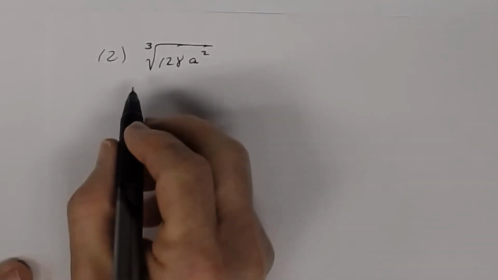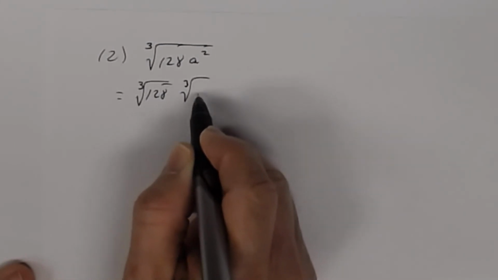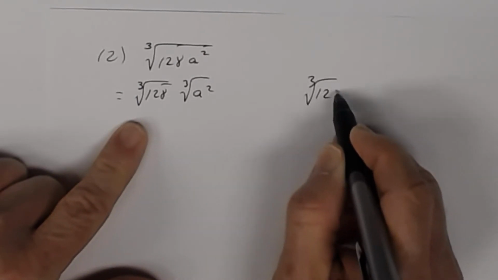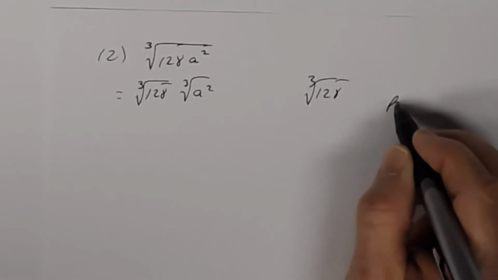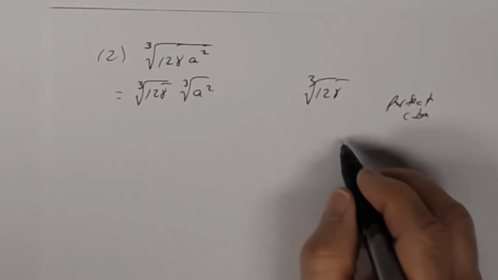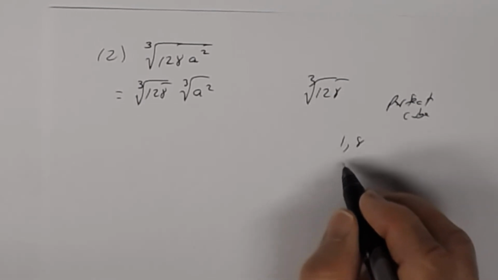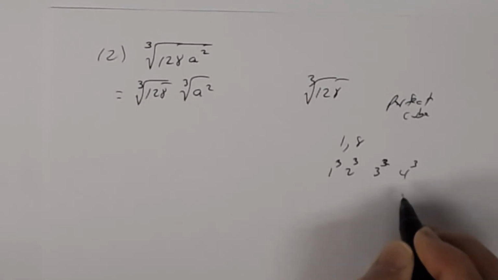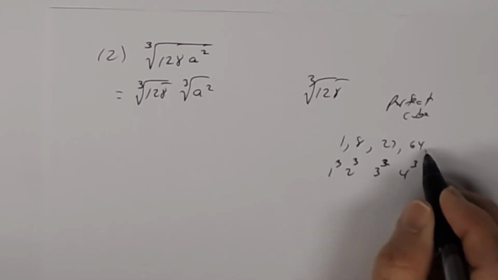All right. Now by the product property, I know I can rewrite this as the cube root of 128 times the cube root of a squared. Okay, so let's talk about the cube root of 128. Now be careful, that's not square root, that's cube root. So you have to ask yourself, what perfect cube goes into 128 evenly? Now remember, your perfect cubes are 1. The next one is 8. Remember how you get those. 1 cubed, 2 cubed, 3 cubed, 4 cubed, and so on, right? So 2 cubed is 8, 3 cubed is 27, 4 cubed is 64, and so on.